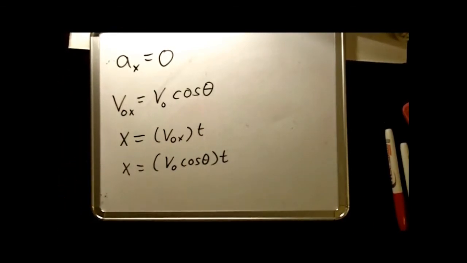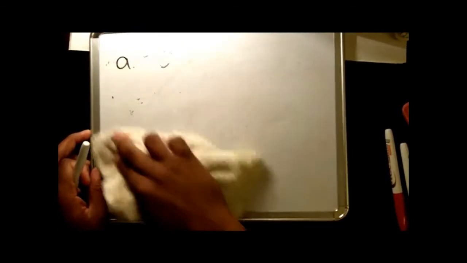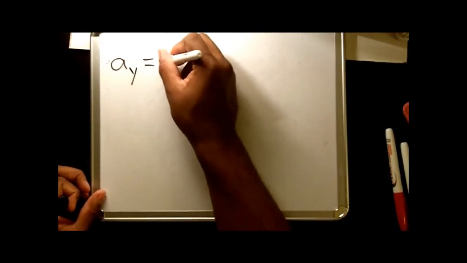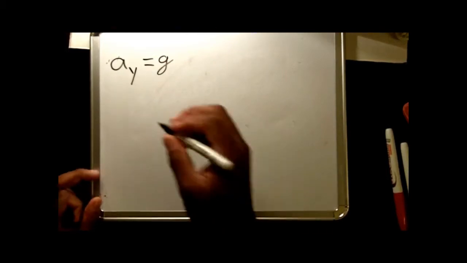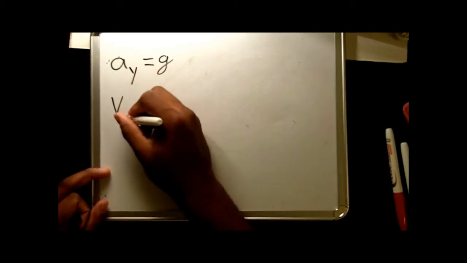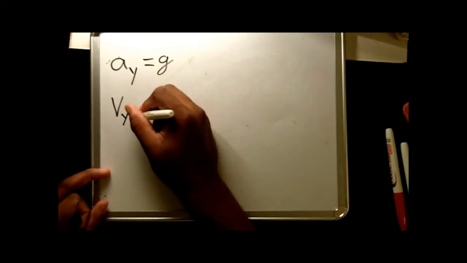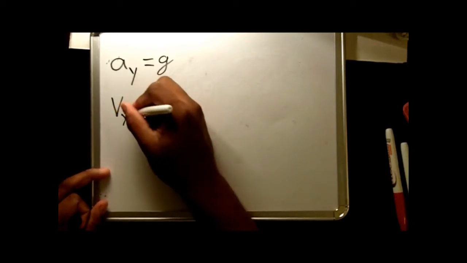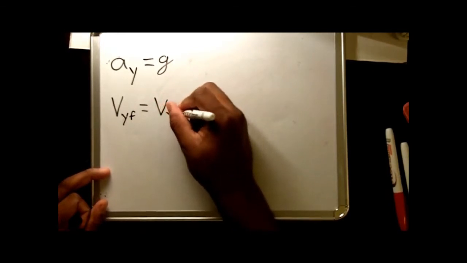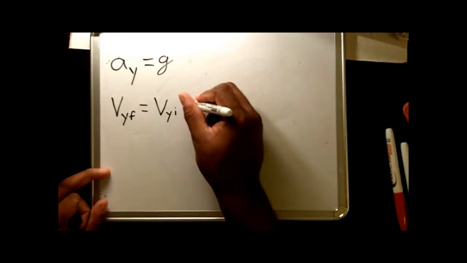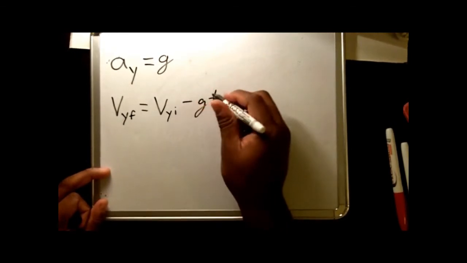The y direction is a little bit more complicated. In the y direction, the acceleration is gravity. So that's what makes it change direction. That's why it goes up then goes down. So we know that the acceleration in the y direction is gravity. And because it has that acceleration, don't worry about these subscripts too much now. This F means final. The final velocity in the y direction is equal to the initial velocity in the y direction minus gravity times time.